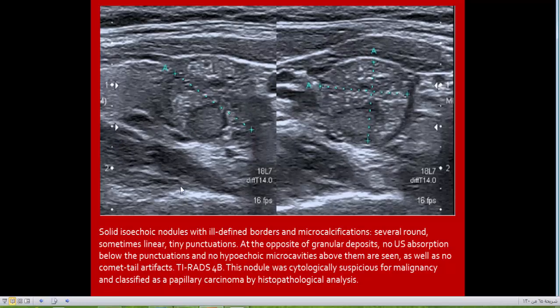This is an isoechoic nodule with ill-defined border and microcalcification, several rounded, sometimes linear, tiny punctate deposits of granular appearance, no ultrasound absorption below the punctations, no hypoechoic microcavities seen above, and no comet tail artifact. TI-RADS 4B, this is highly suspicious of malignancy. It's classified as papillary carcinoma by histology.